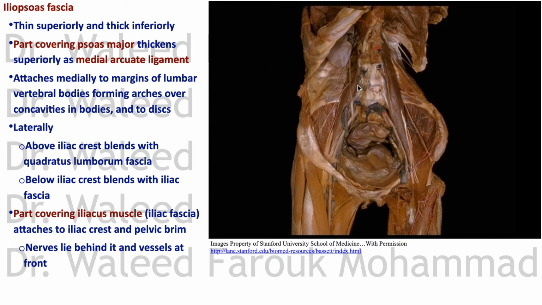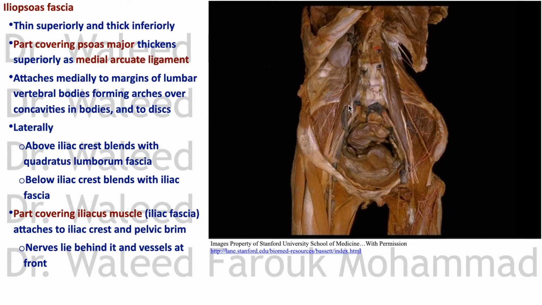And it forms arches because the vertebral bodies are concave from the sides. They don't go straight down. They are concave from the sides, and it forms arches, from which, by the way, arises the psoas major muscle as well. And medial to these arches pass the lumbar arteries and the branches going to the back of the psoas major muscle.